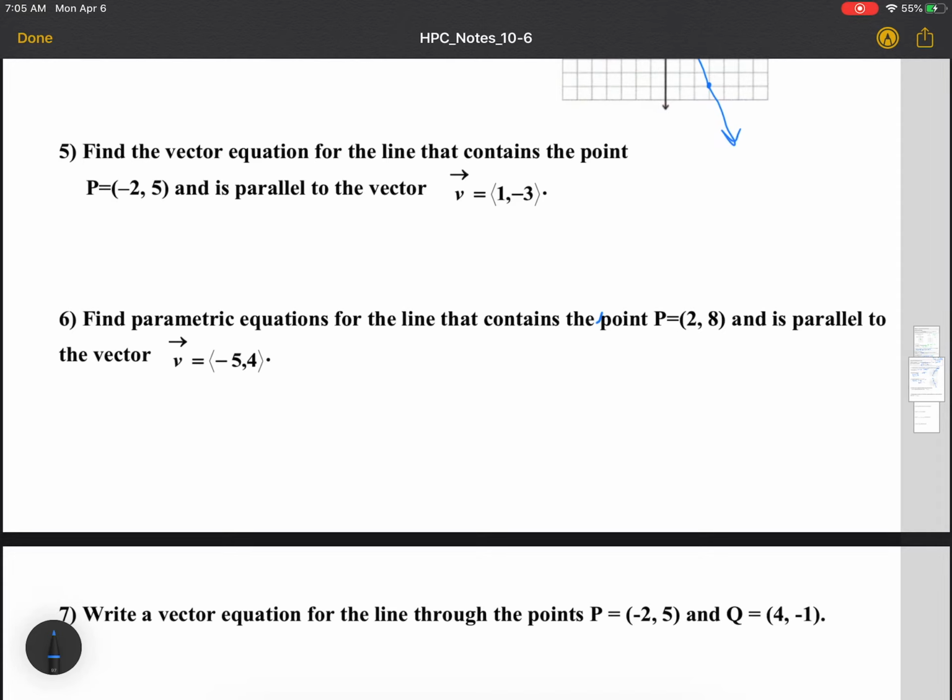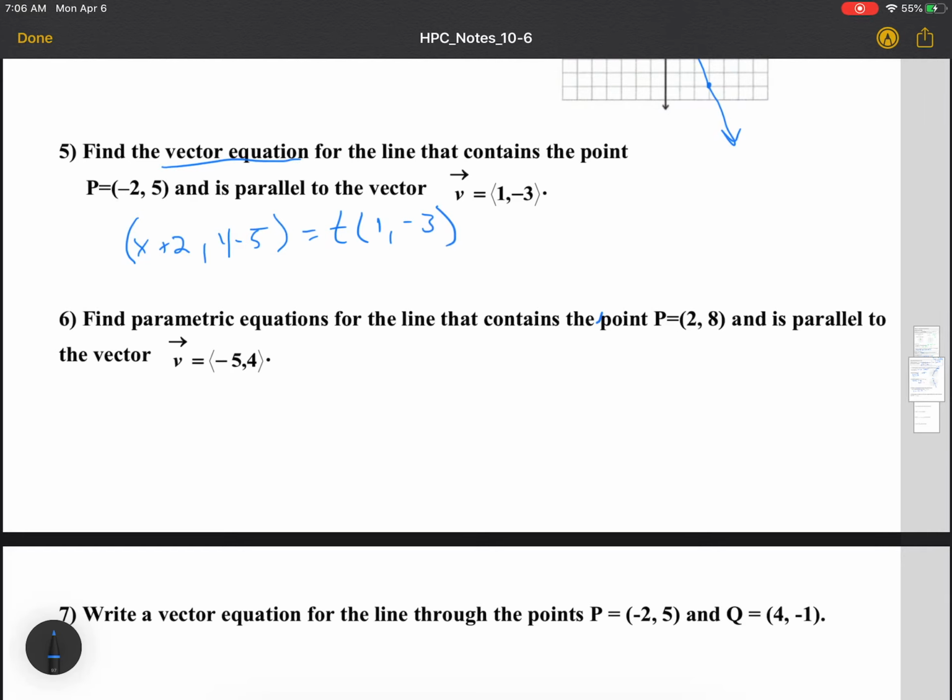Moving on down to 5. Find the vector equation for the line that contains the point -2, 5 and is parallel to vector v. Okay, so we're just plugging stuff into our vector equation. Take our format, our x minus our x component, which is -2, so it's the same as plus. Our y minus our y component, which is 5, equals t times our vector, which is 1, -3. Okay, as easy as that.